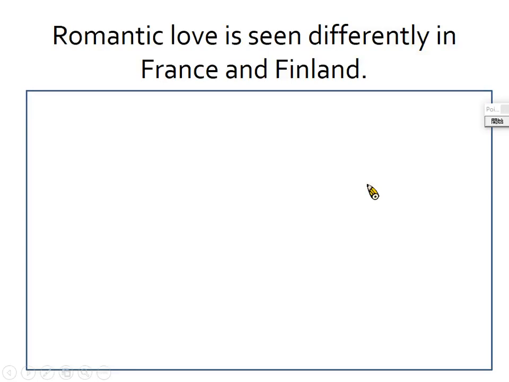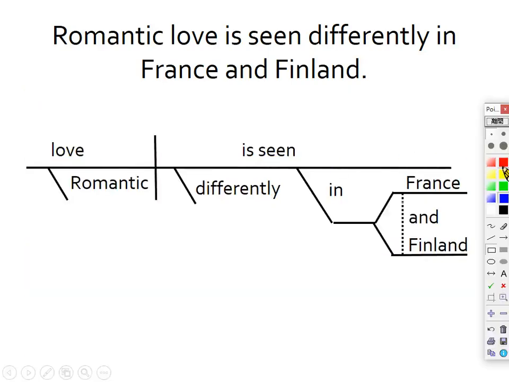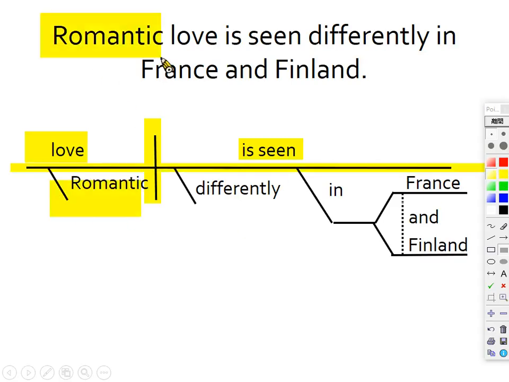Okay, romantic love is seen differently in France and Finland. Okay, let's see this one. Romantic love. Love is the subject. Is seen is the verb, right? And let's see this one. A little bit difficult for you to imagine, but basically, love and is seen are divided by a vertical line. Is that right? What kind of love? Romantic love. Is that right? We have romantic love. And differently is used to modify is seen.